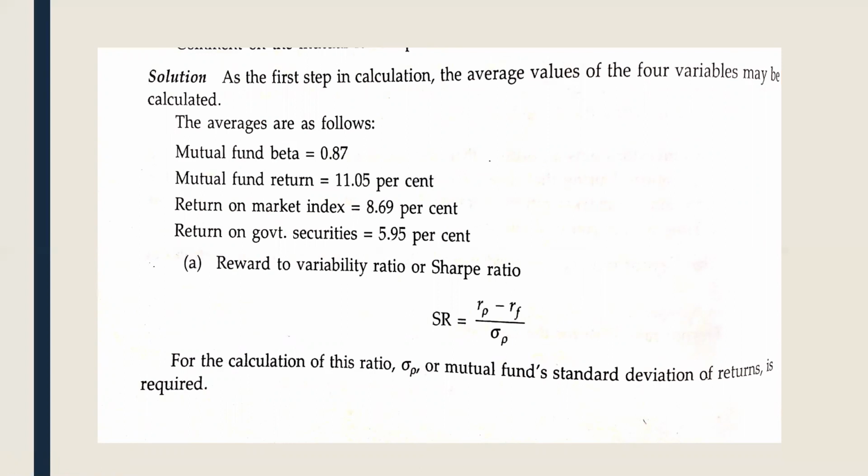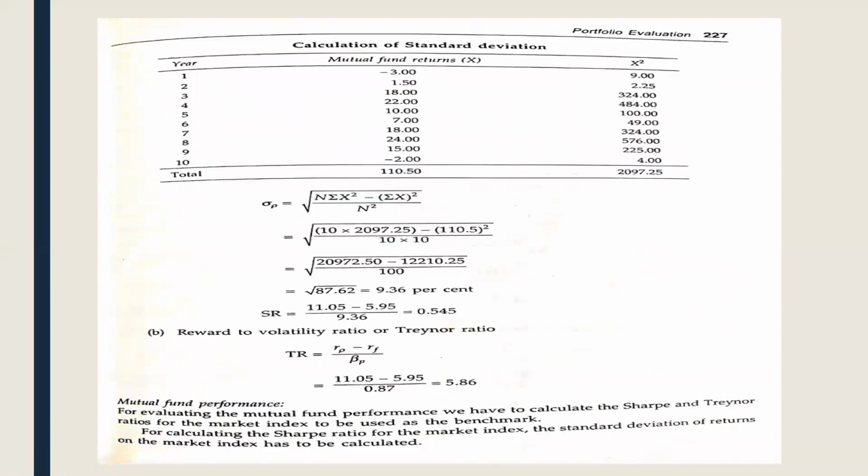To calculate Sharpe's ratio, we need the return of the portfolio or the mutual fund. We need the risk-free return. The return of the mutual fund is given. See, we have calculated it as 11.05 minus risk-free return, which is a return on government securities. That is also available, which is 5.95. Now, the denominator is not available. We need to divide it with the standard deviation of the portfolio. So, let's calculate the standard deviation of the portfolio.